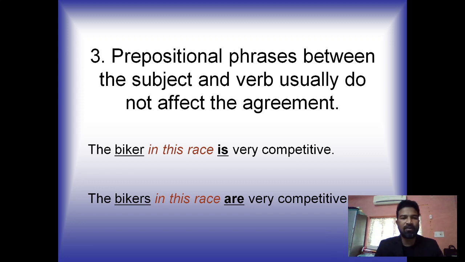We are not bothered about what is given between the subject and the verb. Say, for example, the subject is biker. It is singular, so based on that, we are using is. In between this subject and verb, there is a prepositional phrase, in this race. In this race does not count because that does not come into play while deciding which verb to use. The biker in this race is very competitive. The bikers in this race are very competitive, because bikers is plural. Therefore, we are using the plural verb are.